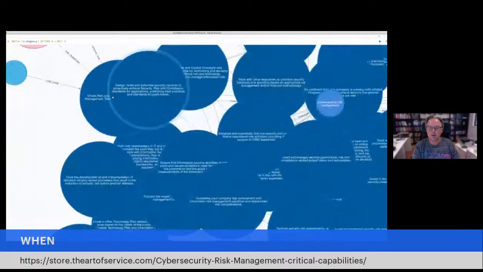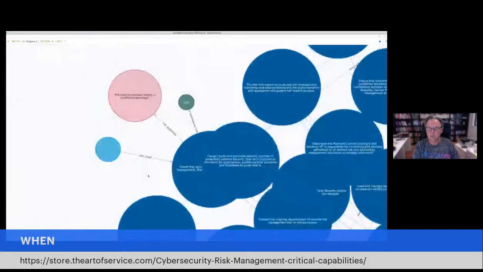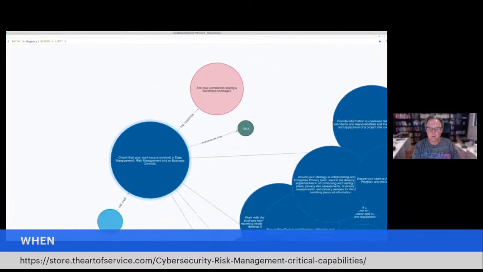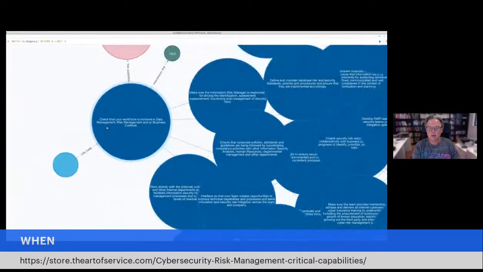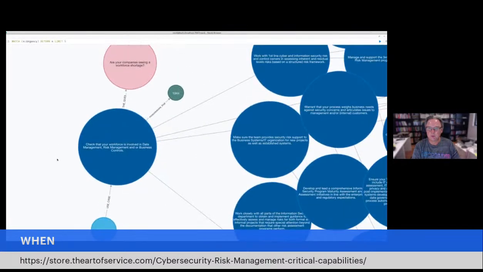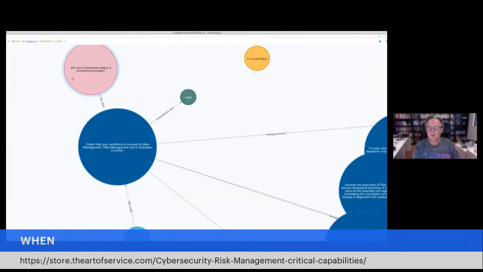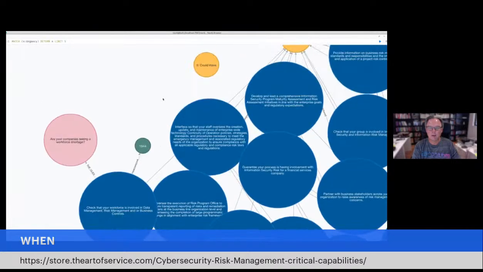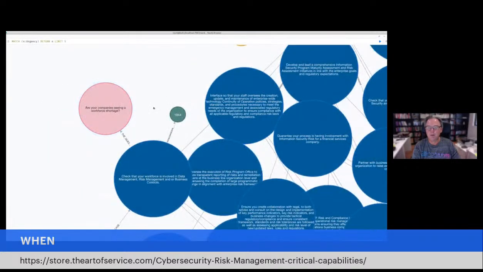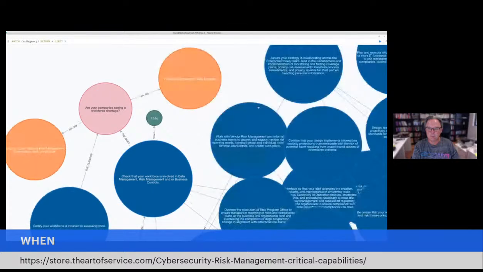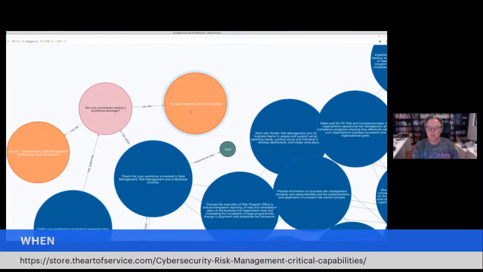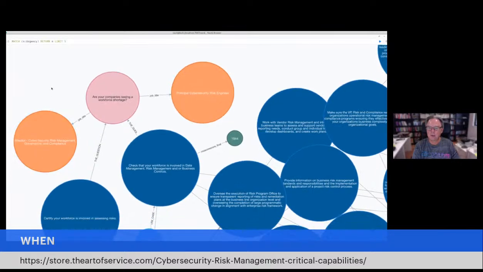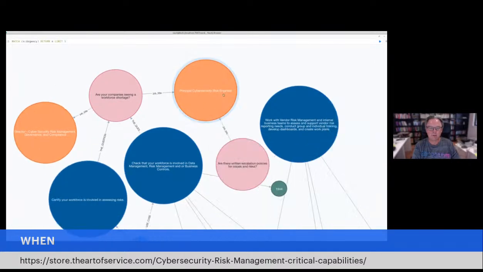Check that your workforce is involved in data management, risk management, and/or business controls. Is your company seeing a workforce shortage? That's an interesting question. Especially in cybersecurity risk management, I can imagine that's the big problem right now. So what kind of people do I need to be looking at in my organization? I need to be looking at the principal cybersecurity risk engineer, and a director of cybersecurity risk management, governance, and compliance. What kind of questions can I ask those people?